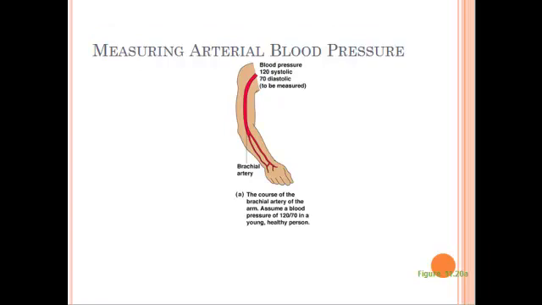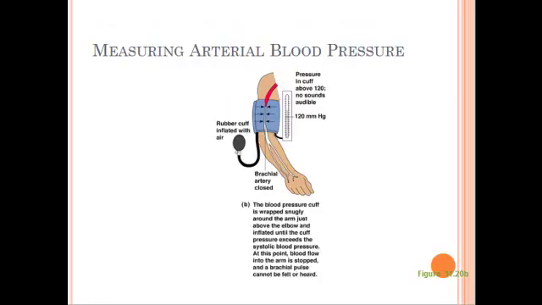So the way that we take blood pressure is we use the brachial artery, the one going through the arm. And so what we're going to be doing is measuring the pressure of the blood when the heart is pumping versus when it's not. So you put on a little cuff, and you inflate this cuff, usually above 120 millimeters of mercury. When you do that, you're not going to hear anything.